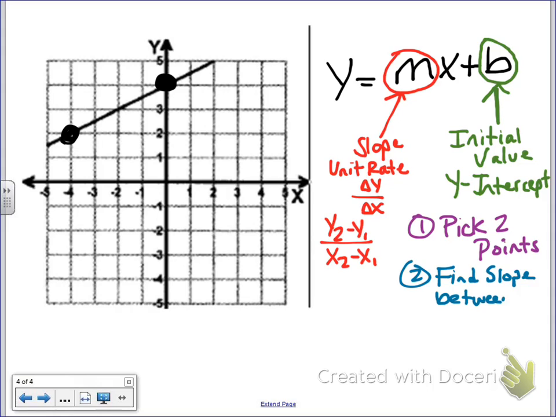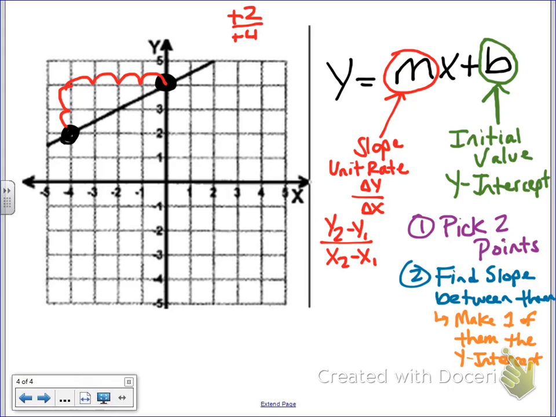Again, that just means the change in y over the change in x. We always find how far it goes up or down first, then how far it goes left or right. So let's go ahead and do that. It looks like it goes up 2 and to the right 4. So my slope is +2 over +4, which reduces to 1 over 2. There's my slope.